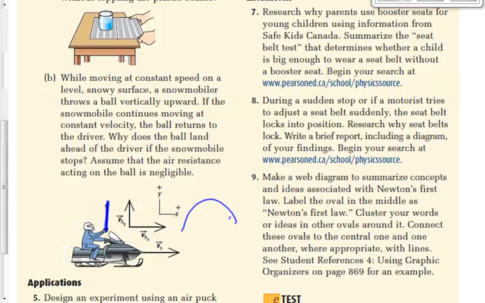But if the snowmobile stops, this ball keeps doing this, right? So the snowmobile is stopped over here, but the ball ends over here. It has inertia. It's traveling forward. It's not going to stop traveling forward until acted upon by an unbalanced force.